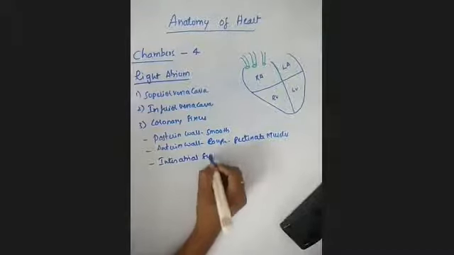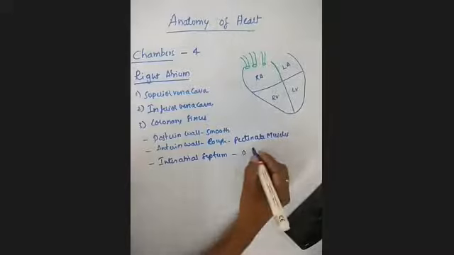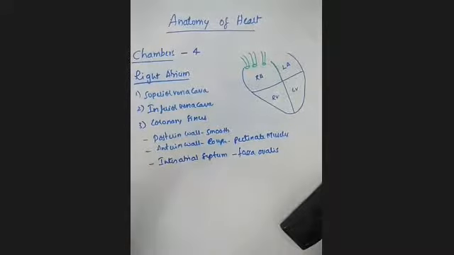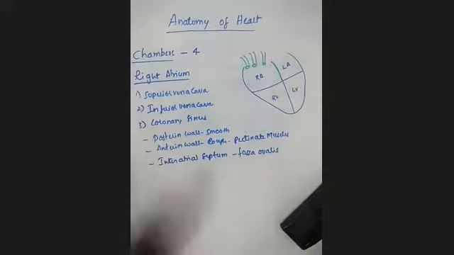Okay, what is this interatrial septum? That is a thin partition between this right atrium and the left atrium. You will call it the interatrial septum. This interatrial septum has an oval depression, which you will call the fossa ovalis, and which is a remnant of the foramen ovale.